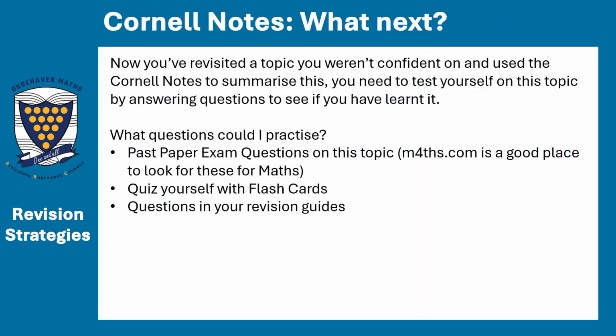Now that you've revisited a topic you weren't confident on and used the Cornell Notes to summarise this, you need to take time now to test yourself on this topic by answering questions to see if you've learnt it. That could look like doing past paper questions. In maths, a good website to get some specific topics is m4ths.com. You could quiz yourself with flashcards if you've got any, or you've made some already. You could also, if you've got a revision guide, answer questions from there. In maths, you could also go onto Sparx and search that topic and complete some questions on there and get that instant feedback.